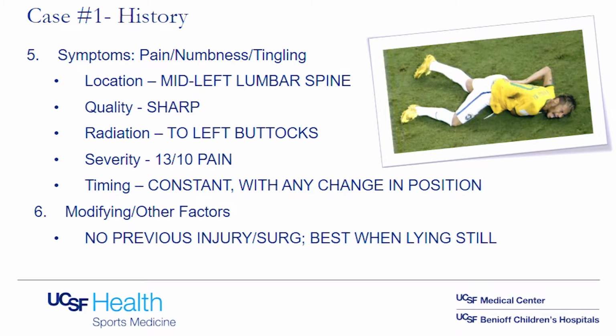Okay? Still history. Pain. Location, left lumbar spine. Quality of pain is sharp. Radiation to the left buttocks area. Severity, 13 out of 10. Timing, constant. Any change in position, pain. Modifying factors, no previous injury, surgery, best when lying still. Okay? That's a palliative question, right?